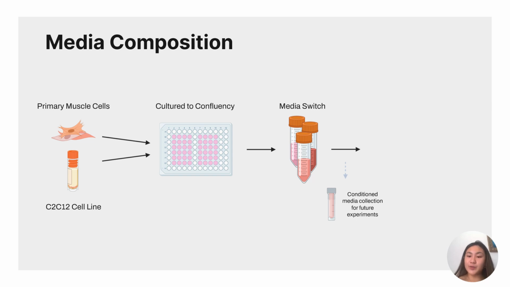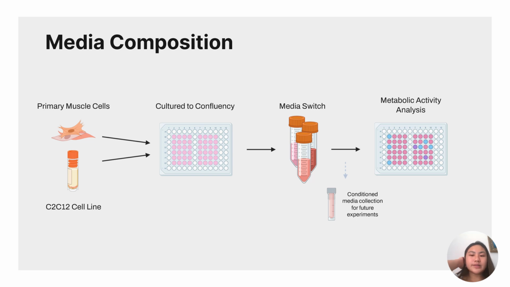During this process, we also collected conditioned media for future experiments, which I will touch on later in our future steps. After the media was switched to the 4 different treatment groups, we made sure to collect metabolic activity analyses on the groups at different time points during the experiment to keep track of how active these cells were in these different media types.